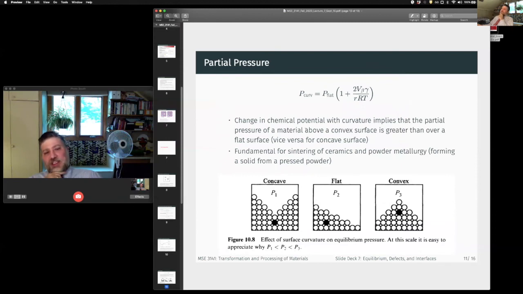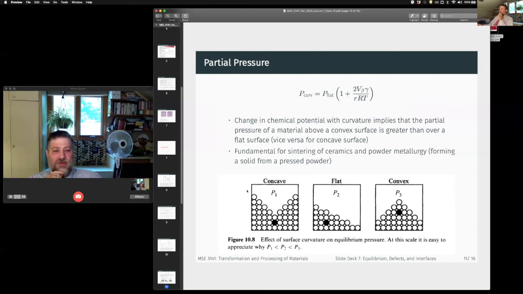So this change in chemical potential with the curvature also implies that the partial pressure of a material above a convex surface is greater than over a flat surface or a concave surface. And so you can sort of see here why. It's a lot easier for an atom to jump off into space, to go from solid to vapor or solid to liquid phase, if it's out here, if we have a convex surface that looks like this rather than a concave surface.